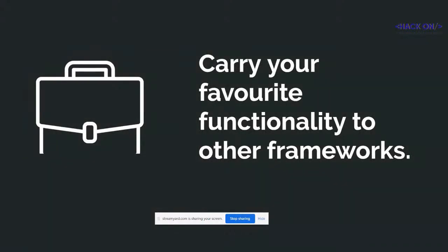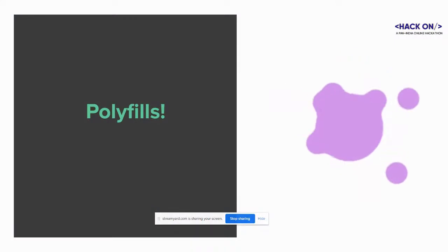I've put this in pieces after some slides. What are the advantages of using web components? Again, a similar advantage: carrying your favorite functionality to other frameworks. You can carry the best thing of a framework to your Polymer elements project, or you can carry anything from Polymer to any other framework. So it really helps you with that.